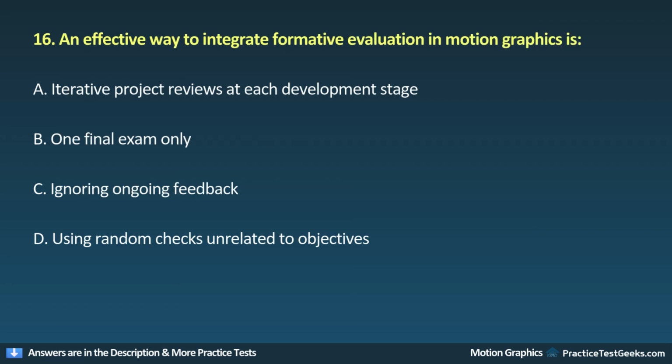16. An effective way to integrate formative evaluation in motion graphics is: A. Iterative project reviews at each development stage. B. One final exam only. C. Ignoring ongoing feedback. D. Using random checks unrelated to objectives.